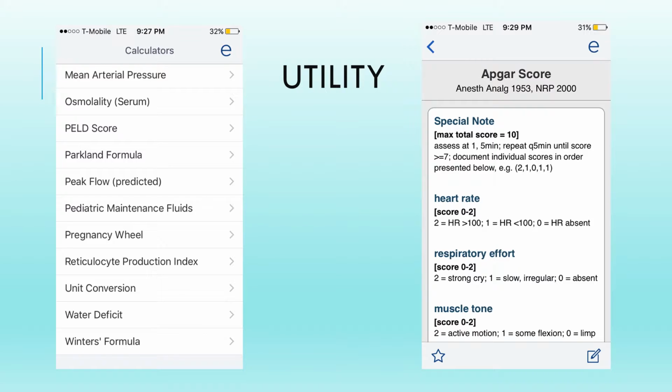There is a tab for tables, which contains helpful quick reference clinical tables that provide guidelines and drug information. An example of a table is one laying out the APGAR score. Another example is a table for adult normal lab values.